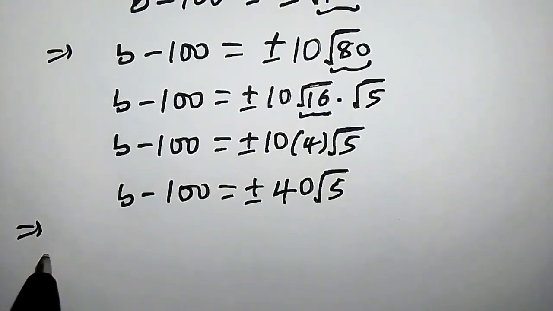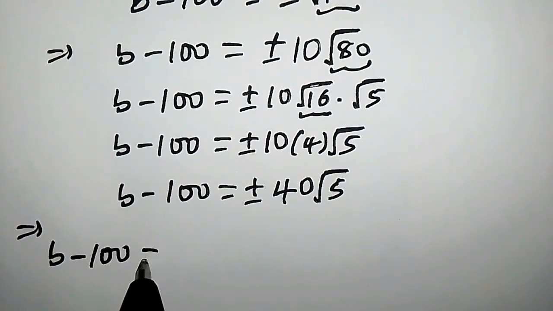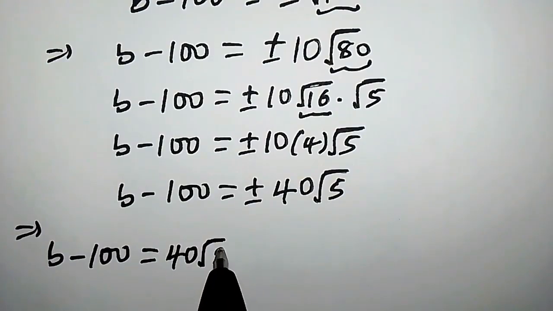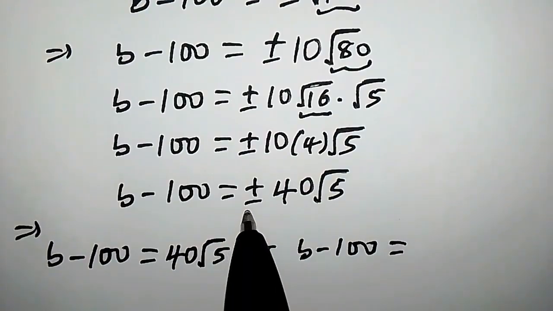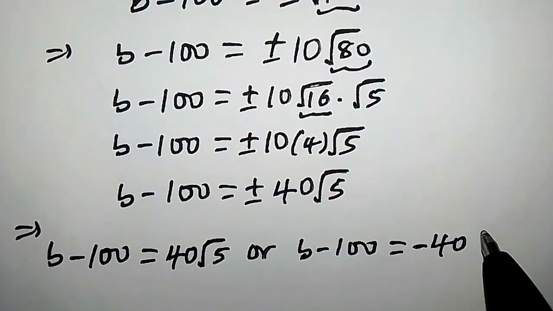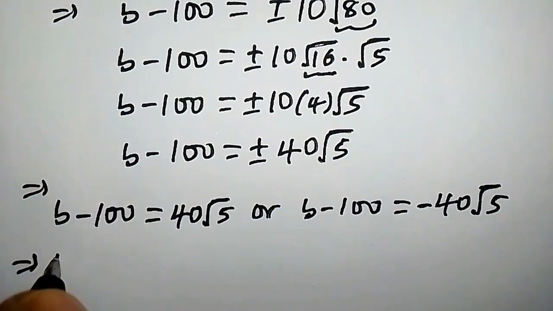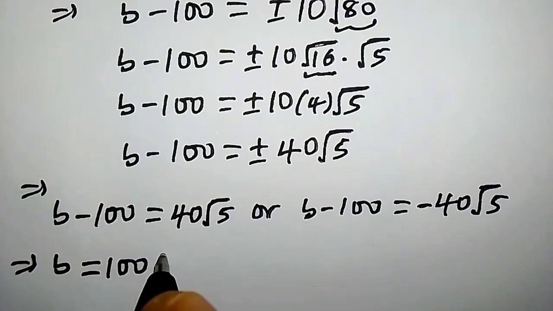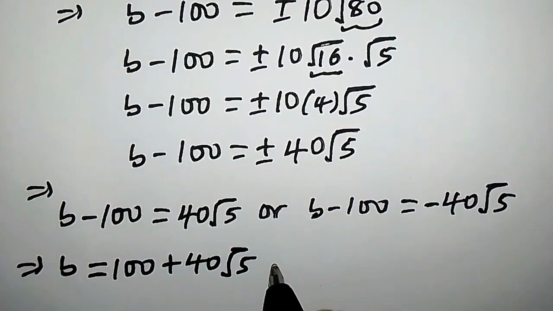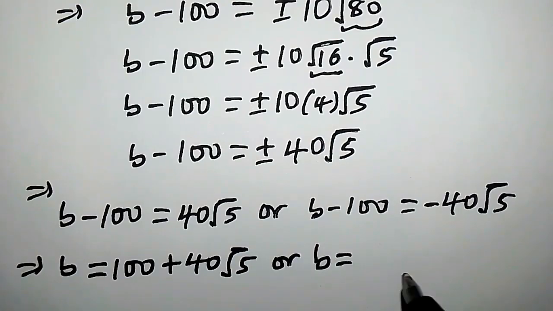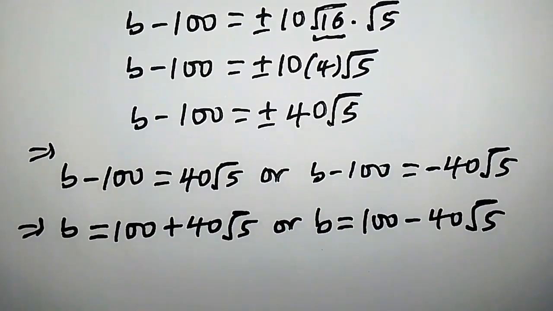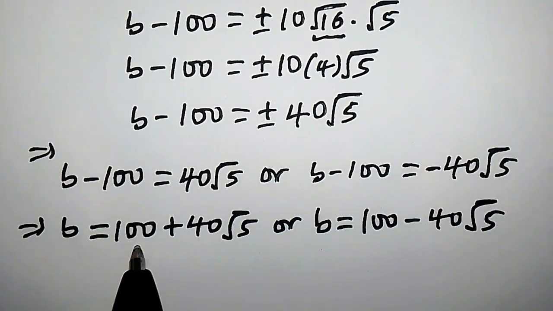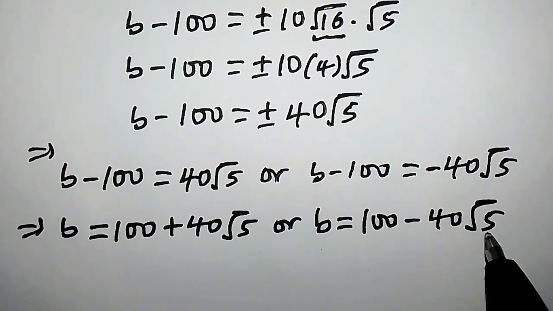This means that B minus 100 is equal to, considering this positive sign, 40 root 5, or B minus 100 equal to, considering this negative sign, minus 40 root 5. This means that B is equal to 100 plus 40 root 5, or B is equal to 100 minus 40 root 5. You will see that we have two values for B, 100 plus 40 root 5 and 100 minus 40 root 5.